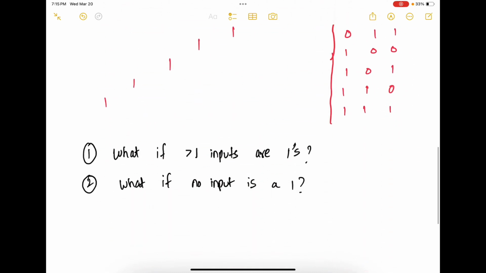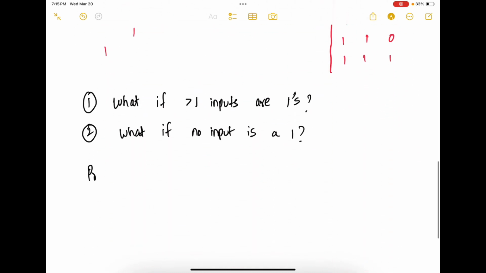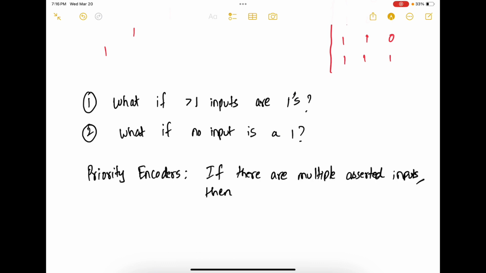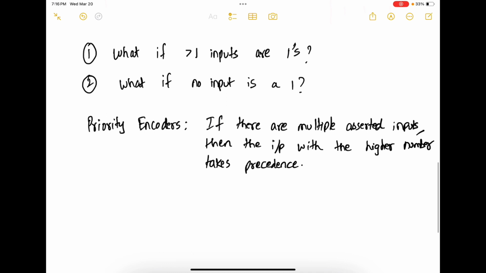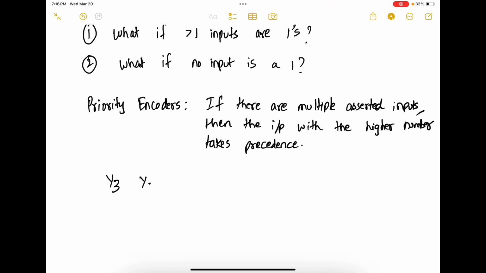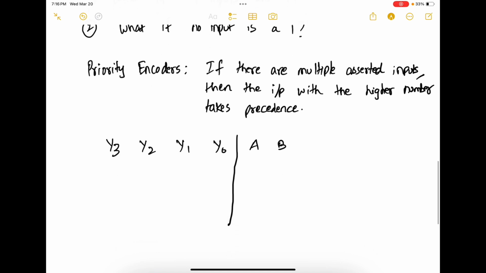So the solution is to use priority encoder. So if there are multiple asserted input values, then the input with the higher number takes precedence. I'm going to tell you what this means. So I'm going to explain it with a truth table to better understand this. 4 inputs, y3, y2, y1 and y0, and you have a and b.